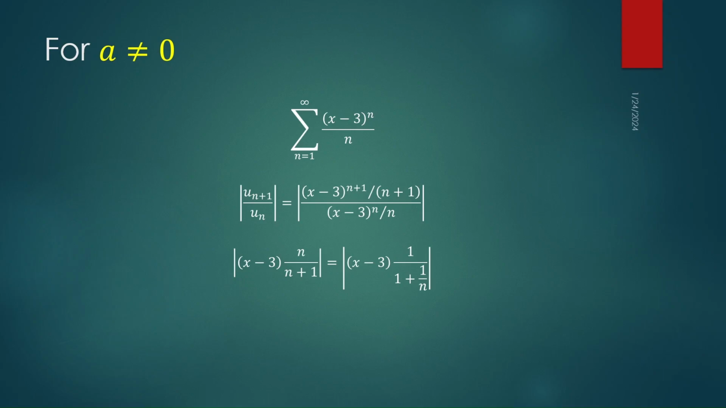Now look, if n tends to infinity, these terms will become x minus 3, because the 1 by n term will be 0. So the mod of x minus 3 will be less than 1, and to fulfill that condition, x should be from 2 to 4. For the region 2 to 4 it will be convergent, and for every other value of x it will be divergent.